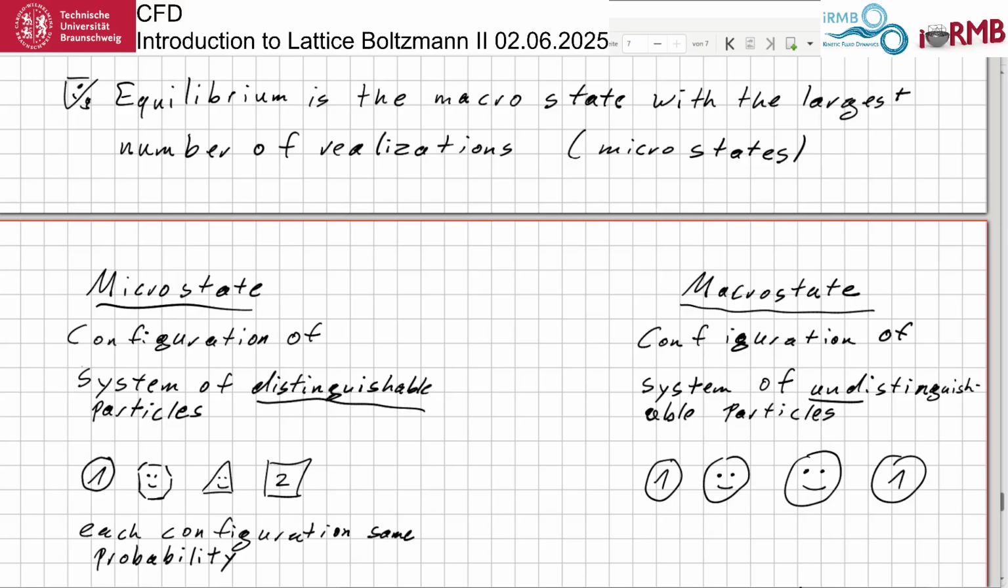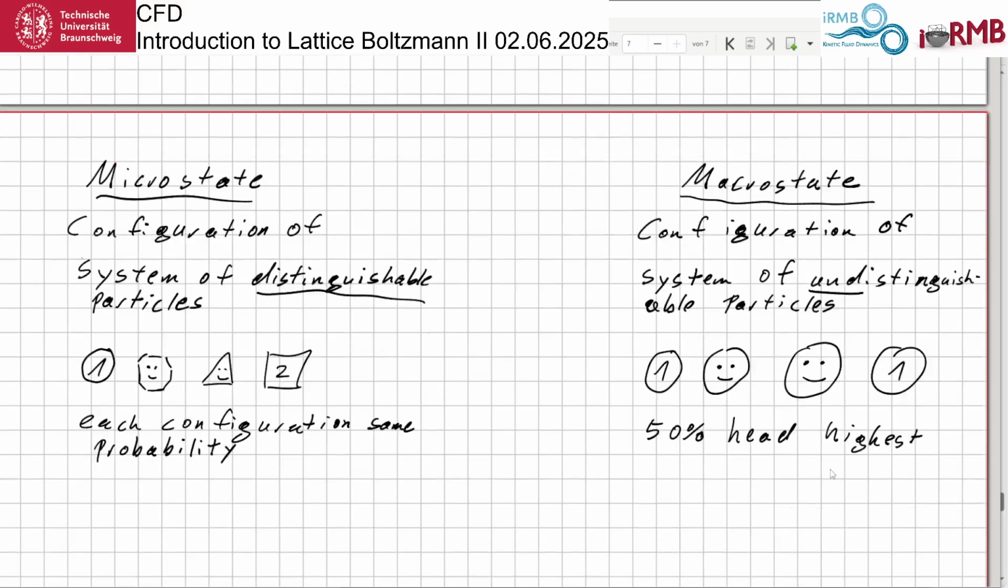Yeah, and here you will have a 50% head. Say the face is the head for me now. This has the highest probability, because it has the most number of microstates that lead to that macrostate. These are the realizations.